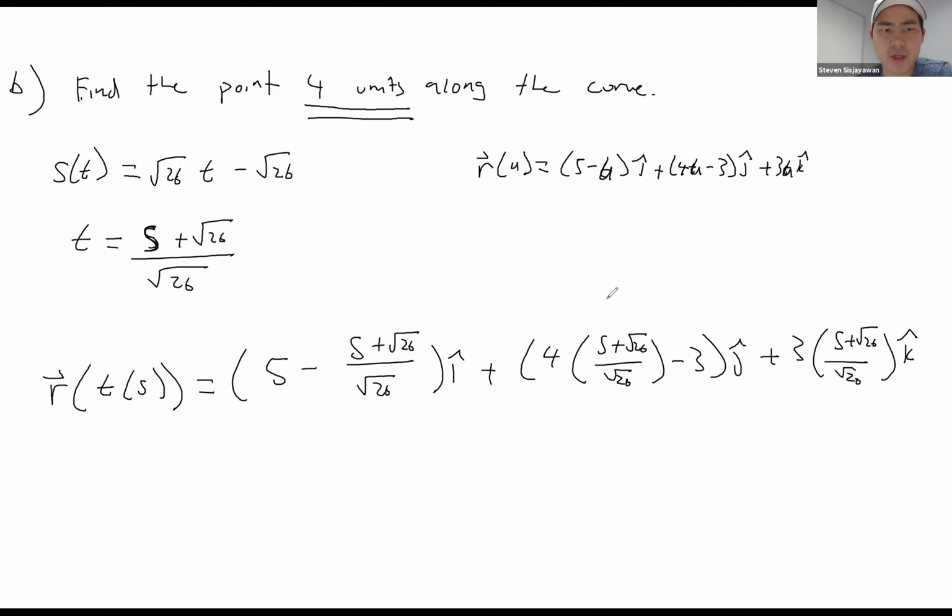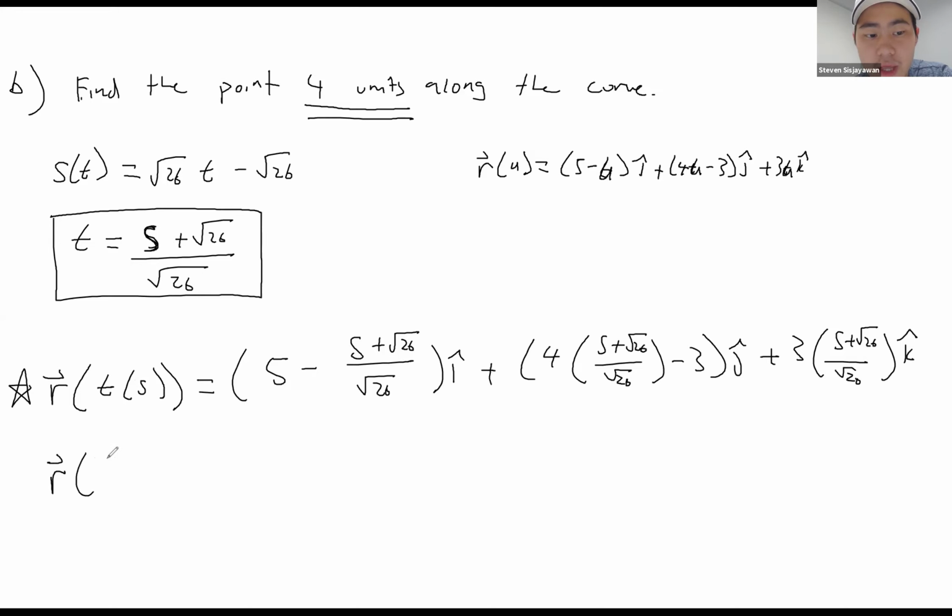Okay. So again, I think there might have been something wrong with my work, but going back to this idea, what we basically did was rearrange this s of t in terms of time. So we're isolating time because we're given that distance of 4 units. After rewriting it in terms of time, we plug it back into the original equation, r of u, and we have this general equation right here. After forming the general equation, we can plug in when s is equal to 4.